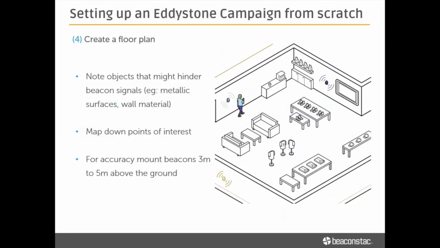The next step is to create a floor plan. There are a lot of things that you need to keep in mind when creating a floor plan. First of all, you have to keep in mind that beacon signals are affected by interference. So you need to place beacons away from metallic surfaces or wall material, etc. You then need to find the points of interest within your store, and in the end make sure that the beacons are mounted 3 to 5 meters above the ground so that the maximum area is covered inside the store.